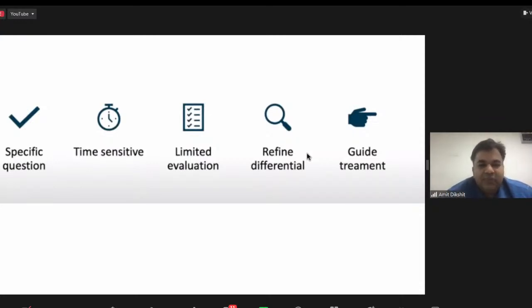We do not assess the whole of the airway every time for each and every patient. We have some specific question. Unless you train yourself to ask the right question, that is a focus question, you will not get the right answer. So it should be a specific question. It is time sensitive. It is a limited evaluation. And it is refining the differential diagnosis and guiding my treatment. Whether it is pre-op, intra-op, cricothyroid puncture, post-extubation stridor, many uses we'll see now. A very specific question, for example after thyroid surgery: are vocal cords moving or not? Yes or no. I'm doing that specific interrogation at that point of time to find answers.